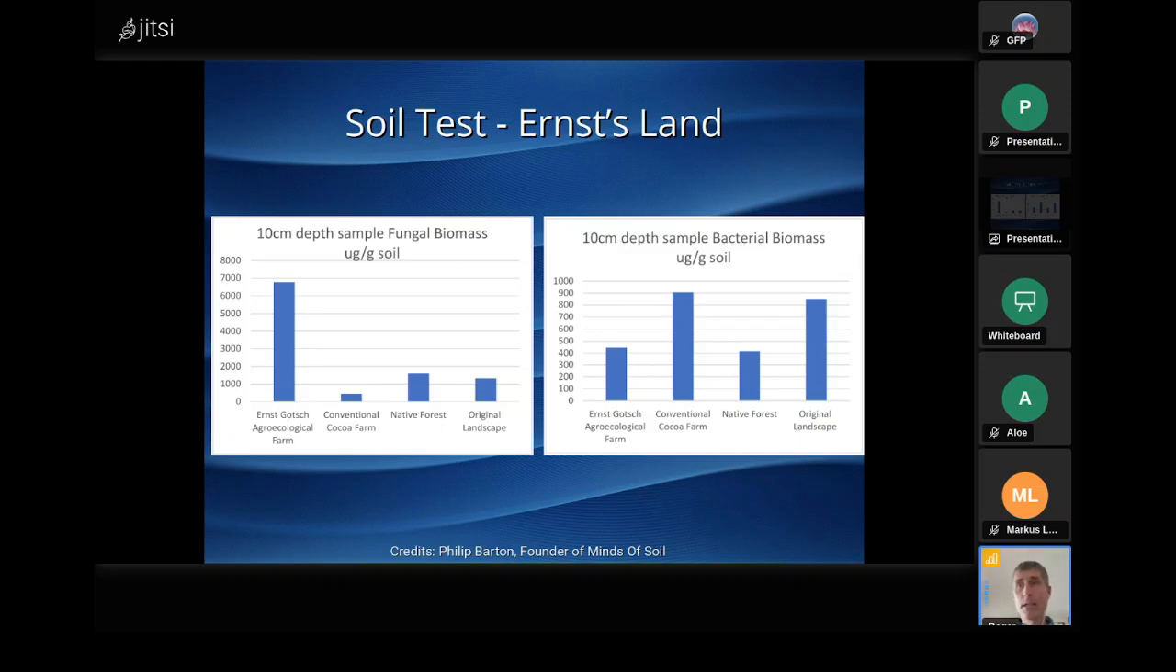I think the ratio was such that he had 4 times more fertility by this measure compared to the native forest. And he started his work in the 80s. So we're talking about a 45-year-old system that is 4 times more fertile by this measure than a native forest that's, well, not twice the age, just 70 years old. And then, of course, it was way better than the degraded properties.